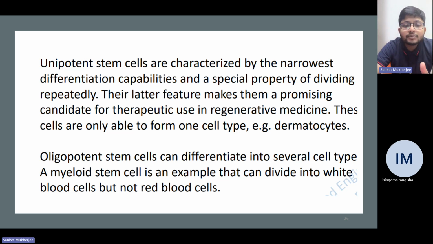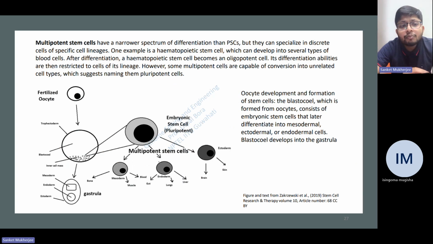Only oligopotent stem cells can differentiate into several cell types. A myeloid stem cell is an example that can divide into white blood cells and red blood cells. Now, multipotent stem cells have a narrower spectrum of differentiation than the pluripotent stem cells, but they can specialize in a discrete number of specific cell lineages. One example is hematopoietic stem cells, which can develop into several types of blood cells.